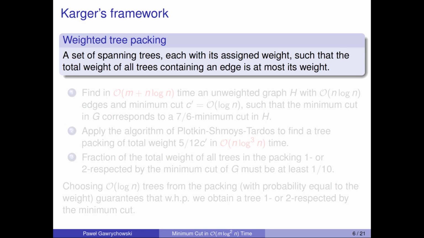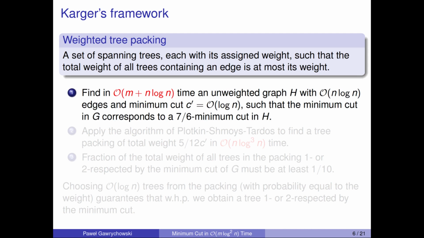And his first step was to consider weighted tree packing. This is just a set of spanning trees, each with its weight. And we want the total weight to be as large as possible under the following constraint. If you look at an edge of the graph, then the total weight of all trees in the packing that use this edge is at most the weight of the edge. So you want to pack as much as possible under these constraints. And then his approach to find T was as follows.